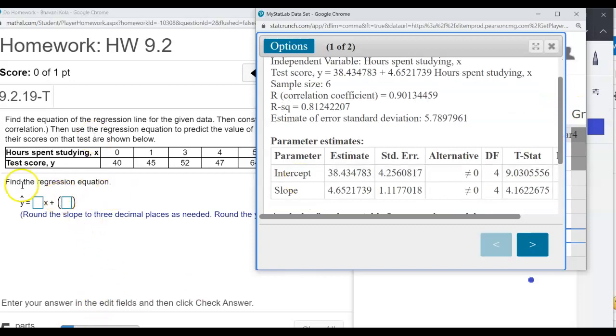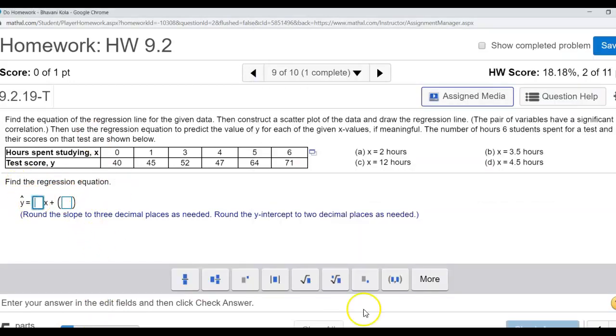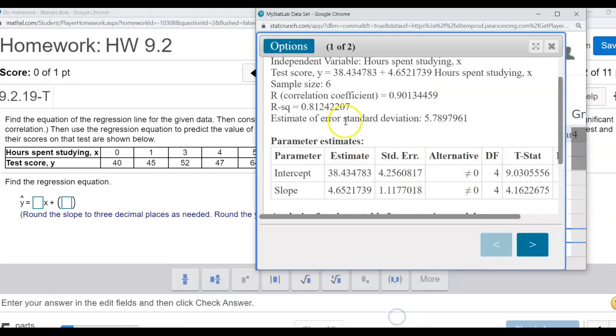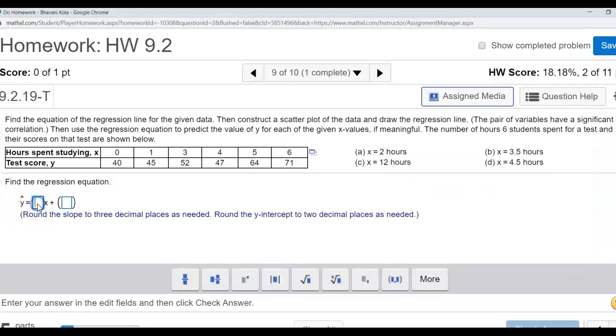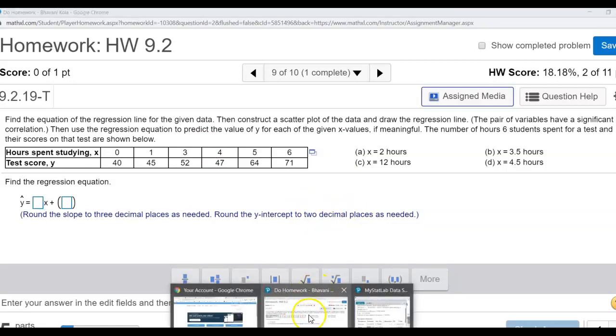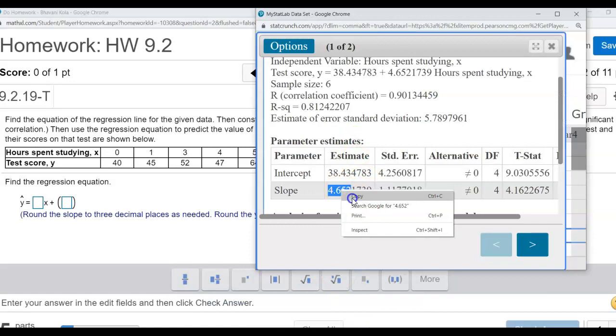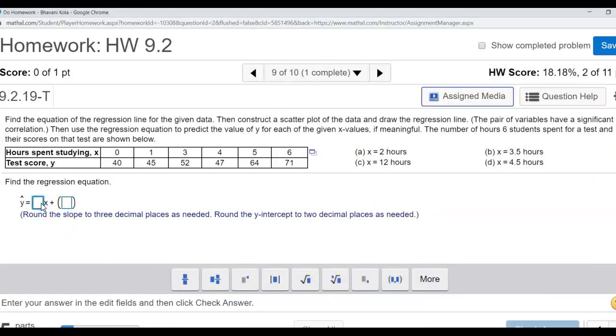So my slope, I'm going to go ahead and plug in my slope here. What was my slope? Where is it? My slope was 4 point, how many decimal places? Slope is 3 decimal places. 4.652. Okay, so I'm going to go ahead and plug in my slope. Copy. Okay, and now my intercept.